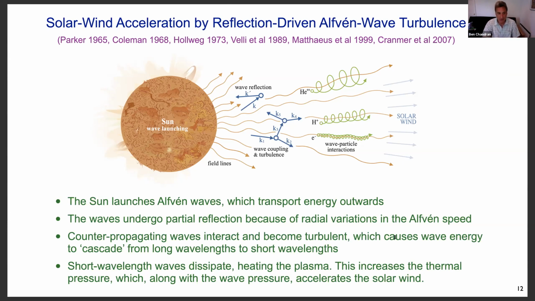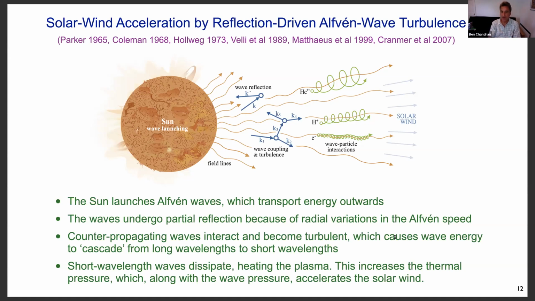A second question that arises is, why invoke reflection? Why not just have the waves go out, become turbulent, heat the plasma, and then you're done? Why do we need this reflection? It turns out that one of the most vigorous ways for generating Alfvén wave turbulence is through the nonlinear interaction of counterpropagating waves. The reflection provides the inward propagating waves that you need for a mix of counterpropagating waves. So they're very important in this scenario.